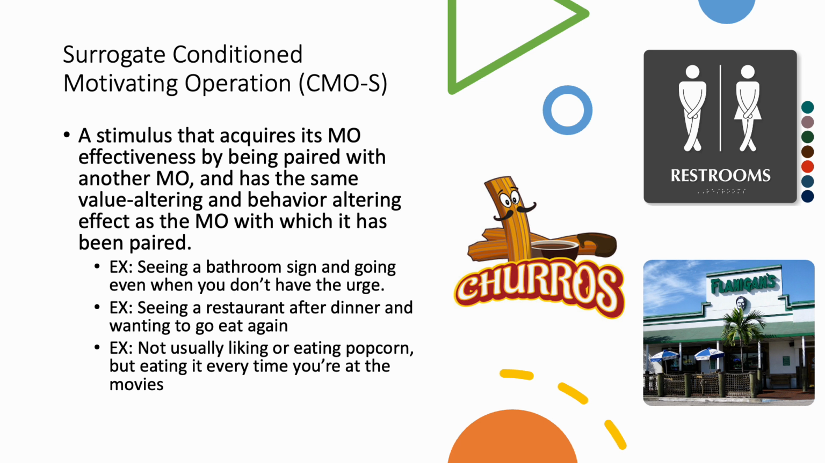And then what happened to me for a few weeks after was every single time that I would see my mom, I would want to go and buy churros, and I would tell her, hey, do you want to go eat churros? And my mom essentially became a CMOS, okay, where she acquired that MO effectiveness by being paired with the churros or the food deprivation in the past, okay? So every time I would see my mom, I would want to go get churros.